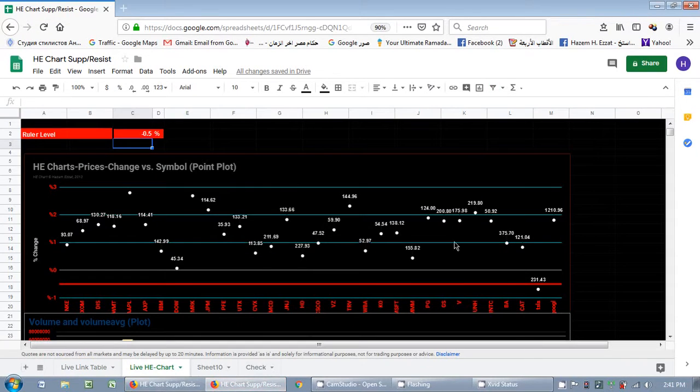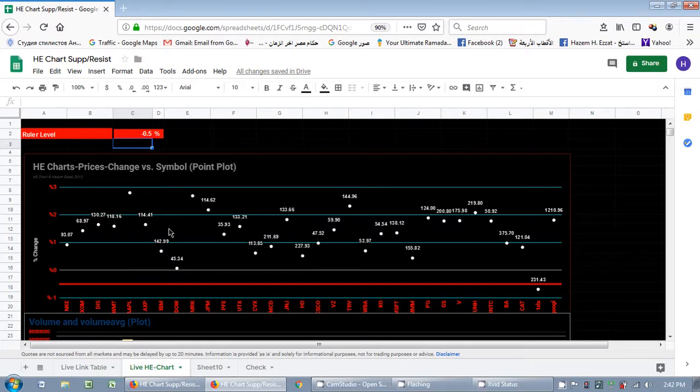This is the HE chart, and its power lies in a very simple idea, which is basically plotting the percentage change and hovering the price over the point plot. So just by looking at the chart, you get two pieces of information instantly, and not only for that stock, but you get it for the rest of the market. And because of the percentage change plot, you can have them all in one chart, and this is how you compare apples and bananas.